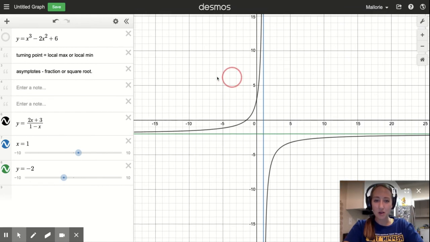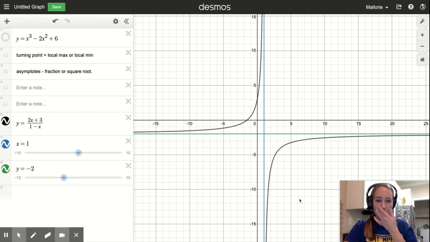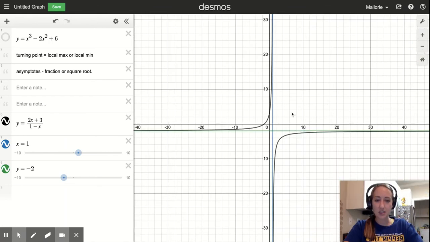Again, we will work on algebraic methods as we get more towards our calculus, but for now, we're just doing a visual investigation of these graphs. So that is it for turning points and asymptotes.